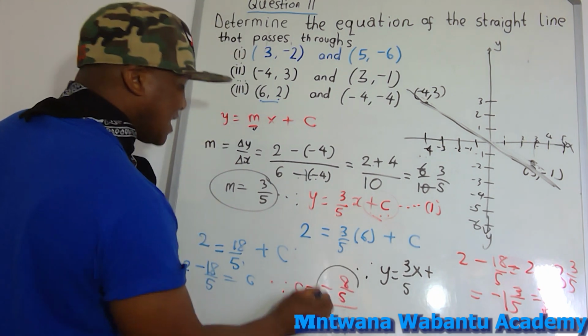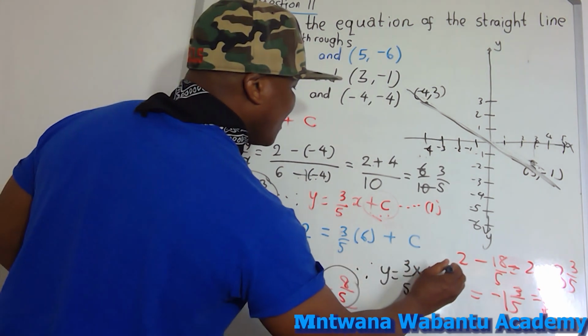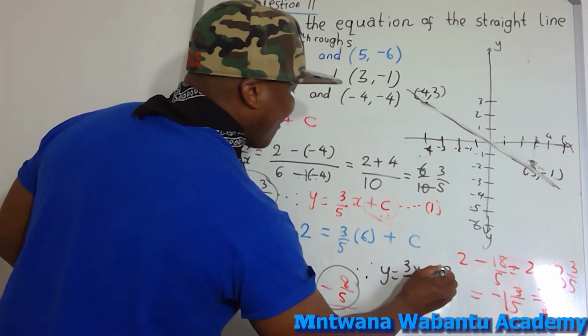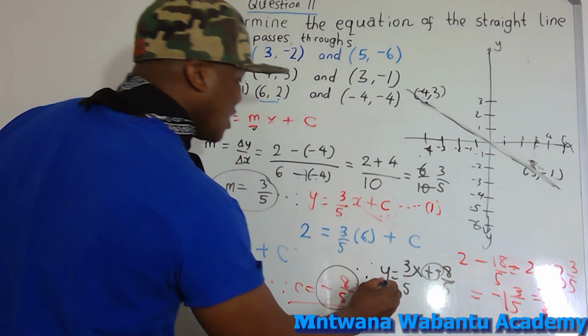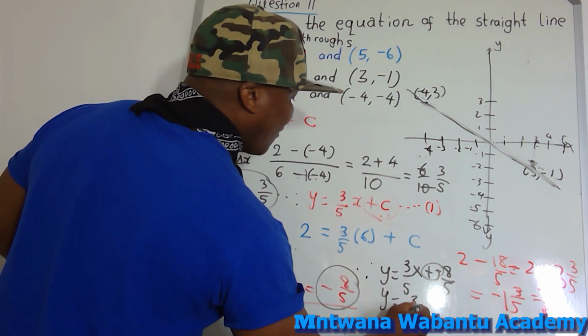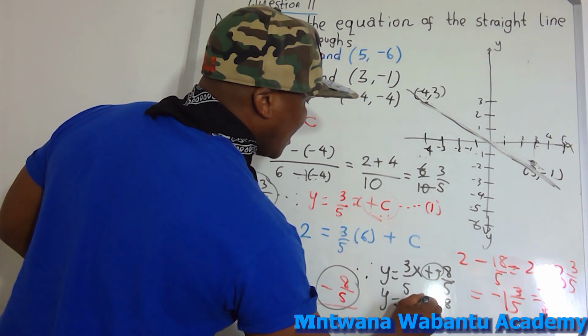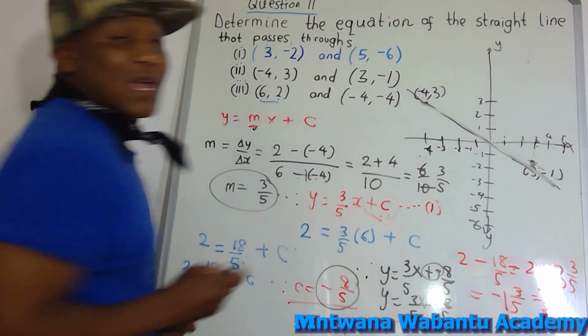Finally, the question that we're looking for, y equals 3 over 5 x plus, but what is that C? C equals negative 8 over 5. Plus and negative gives us negative. So finally, y equals 3 over 5 x minus 8 over 5. That's how you do it in the exam.